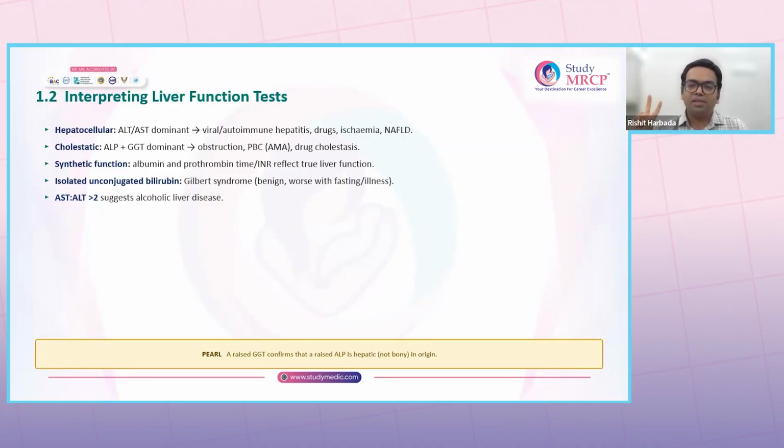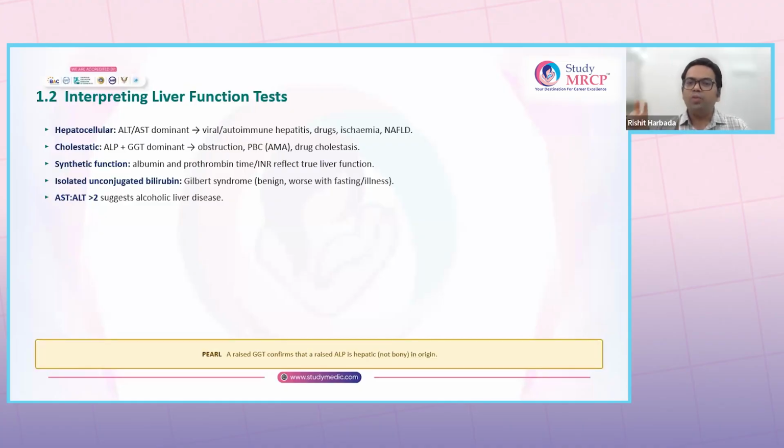The second test for the synthetic function of the liver is the prothrombin time. We all know that the liver produces clotting factors 2, 7, 9, and 10. They are secreted by the liver, and as a result, they get damaged. Whenever the liver gets damaged early or when it's a liver failure, the INR starts going up. So the INR is going to give a true reflection in acute liver failure, whereas in chronic liver failure, the albumin is going to be low and the INR is going to be high.